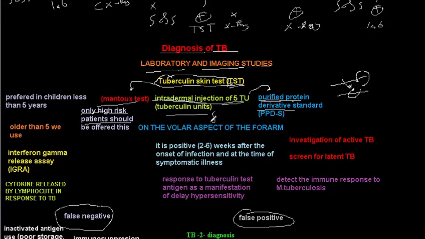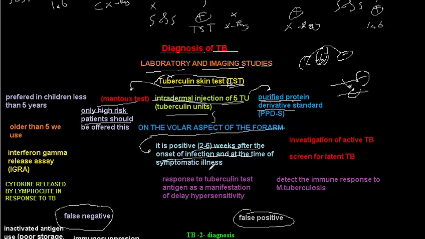Where do we inject this? On the volar aspect of the forearm. It is positive 2 to 6 weeks after the onset of infection. So the result of the tuberculin skin test will be positive only after 2 to 6 weeks. If you did the tuberculin test at the beginning of the infection or before 6 weeks, most probably you will have a false negative value.